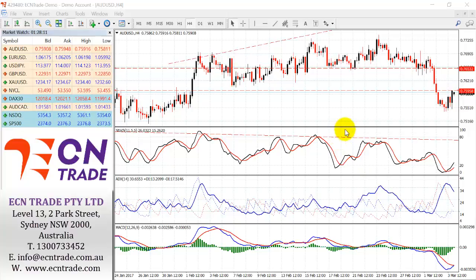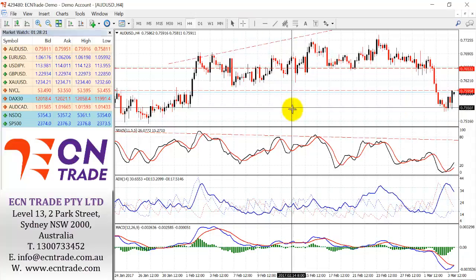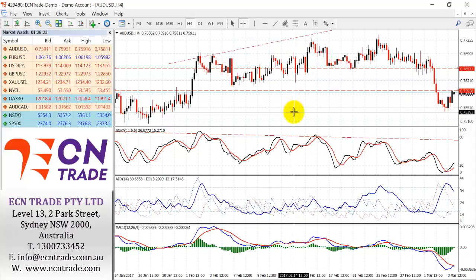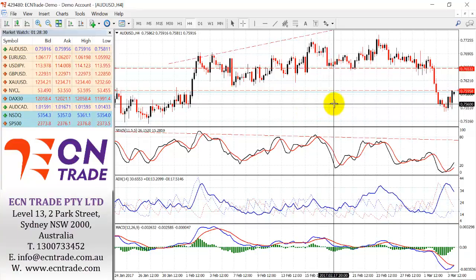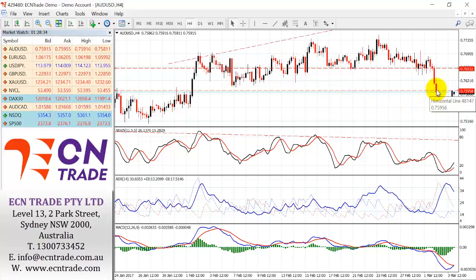To begin today's webinar, the Australian dollar has staged quite a negative price action over the last few days. From the break of 75.95, the market fell towards the lows around 74.540. In light of Janet Yellen's comments on Friday, the market has rebounded on the back of a weaker US dollar and is now challenging this recent break level of 75.95.